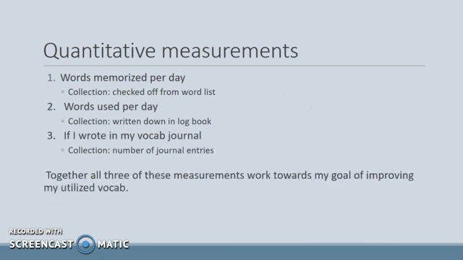And so the quantitative measurements I chose were the words memorized per day, which I checked off of a word list, the words used per day, which I wrote down in a logbook, and if I wrote in my vocab journal, which I checked by the amount of entries that I did. So all of these together build on each other: memorizing, then using the words and integrating them into my vocab, and then writing about it at the end of the day can help me reach my goal. And so that was the point of those metrics.